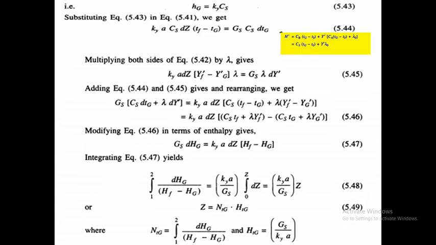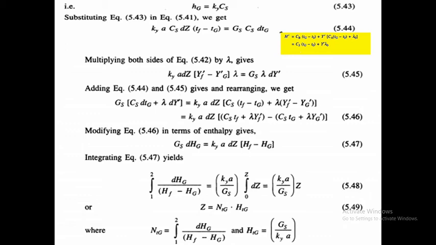RHS no change, LHS only replace the Hg value in terms of Ky into Cs. So finally we get Ky A into Cs into D is at Tf minus Tg is equal to Gs into Cs into dTg. This is equation number 5.44. Are you clear or not?